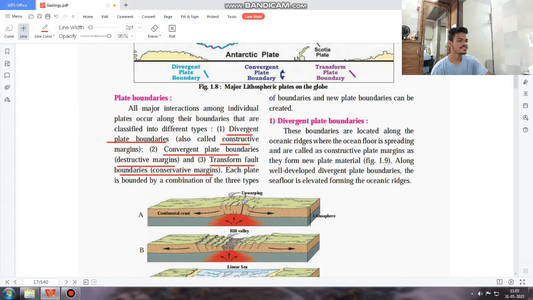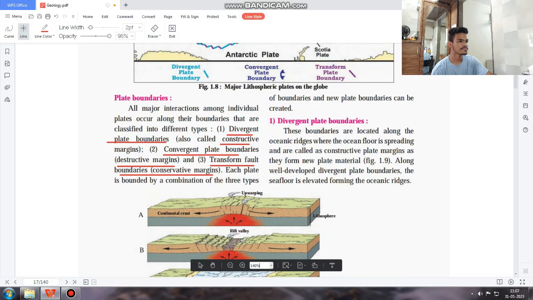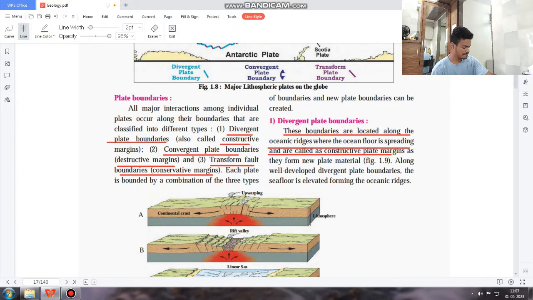Now these are the divergent plate boundaries. The first line is the main line actually. These boundaries are located along oceanic ridges, where the ocean floor is spreading, hence they are called constructive. They form a new plate. This is the main part. You can see the diagram over here.